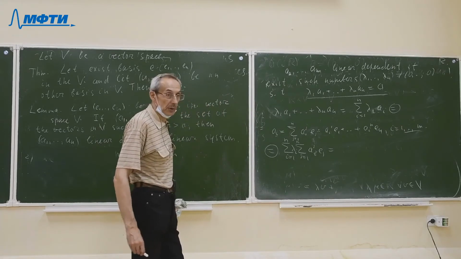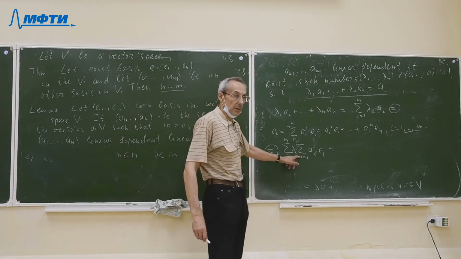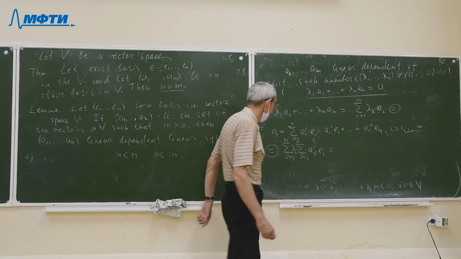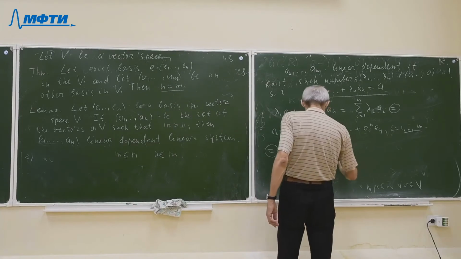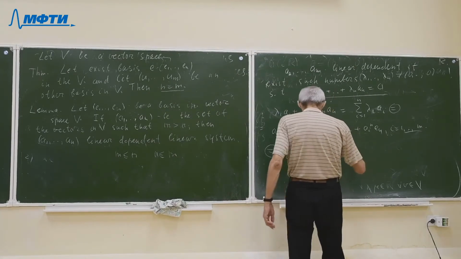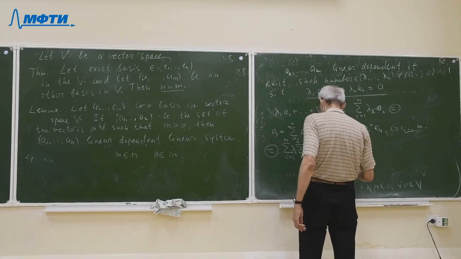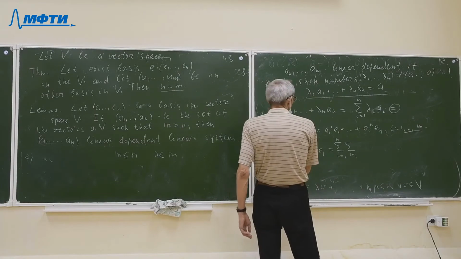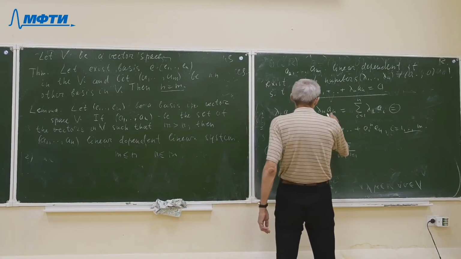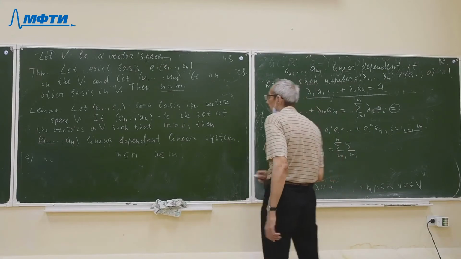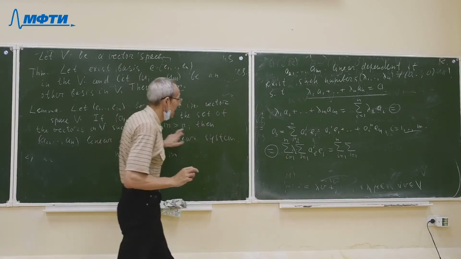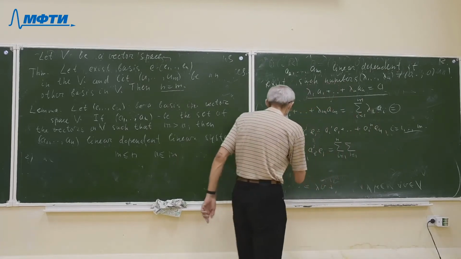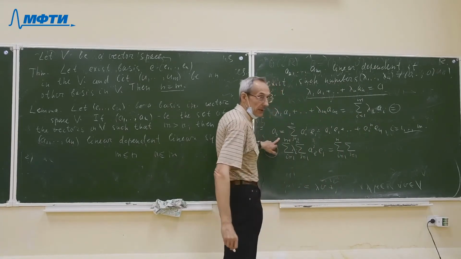Using the above-mentioned axiom, namely the axiom of distributivity, I can rewrite this equality in the following form. Excuse me, I have m vectors, and the first index is equal to m.